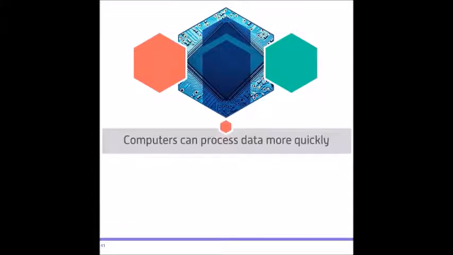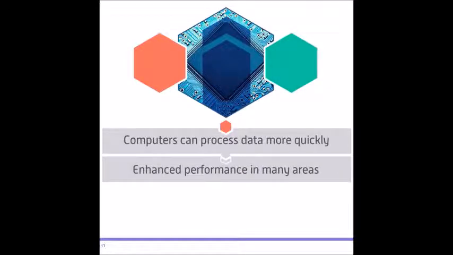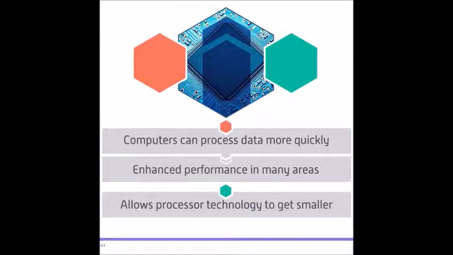This continuing increase in performance has two effects, both positive. Firstly, computers can process more data more quickly. This results in enhanced performance in many areas, from more accurate data-driven weather forecasting to higher resolution in games. Secondly, it allows processor technology to become smaller. Due to the higher density of transistors, a smartwatch today can have far more processing power than a desktop computer did a few decades ago.